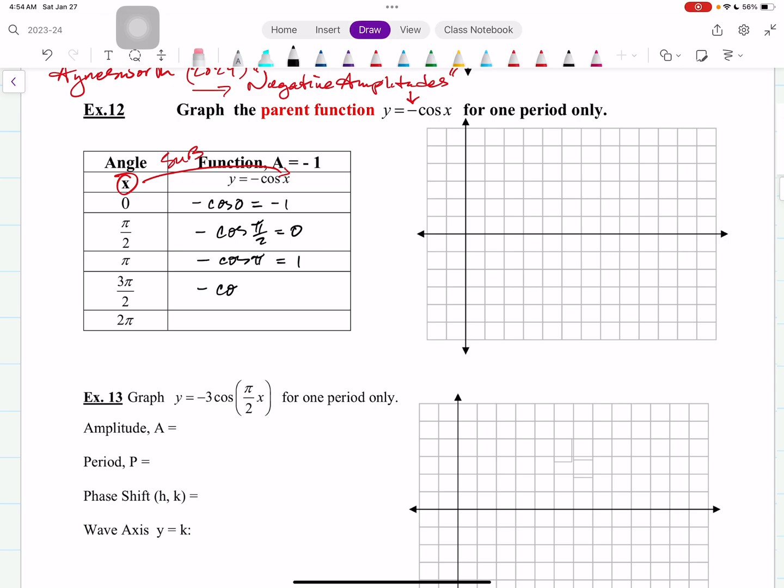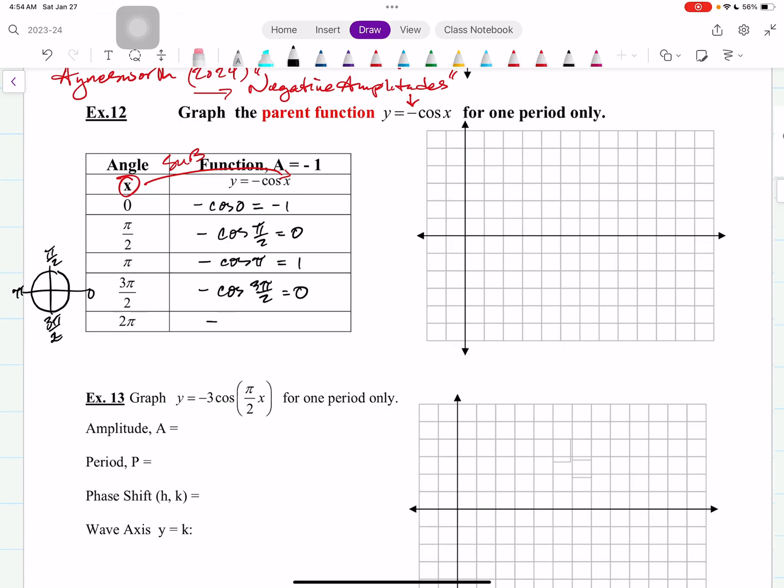Next, we have a negative cosine of 3 halves pi, and now you're at the bottom of the unit circle. Again, you just have to visualize where you're at. You've got a circle here, right? 0, pi halves at the top, pi on the left side, and 3 halves pi on the bottom. The x-coordinate is 0 there, so you have 0. Negative 0 is typically 0, especially at 5 o'clock in the morning. It's early, guys. Then you have negative cosine of 2 pi, and that's back to negative 1.